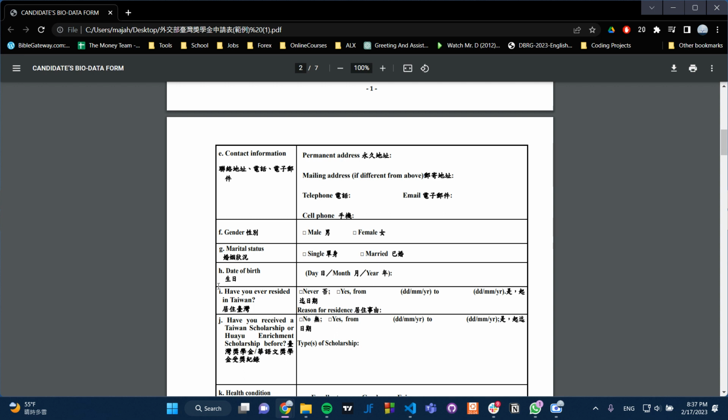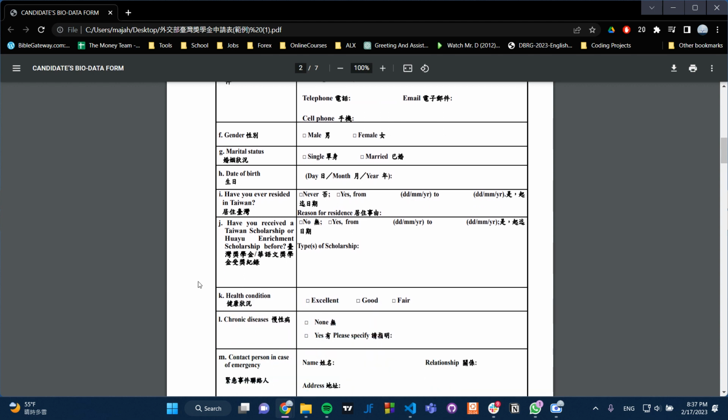So maybe, have you ever resided in Taiwan? Of course, this one is simple. You can just say never if you haven't, or you can say yes and state the dates in which you were staying in Taiwan and the reasons for your residency in Taiwan. Another one worth noting is, have you ever received a Taiwan scholarship? If yes, you can say yes and state the dates, but if no, you can also state that no. If you have, you can also state the type of scholarship that you have received.